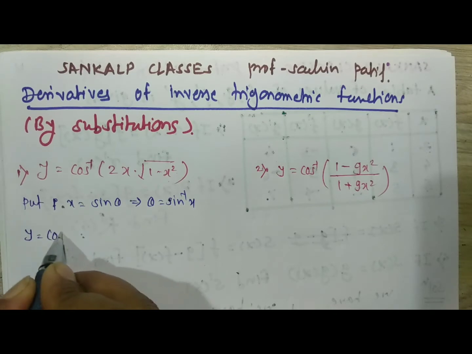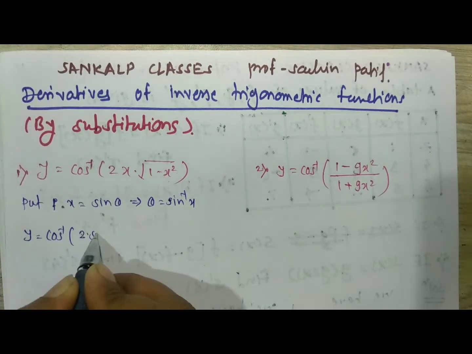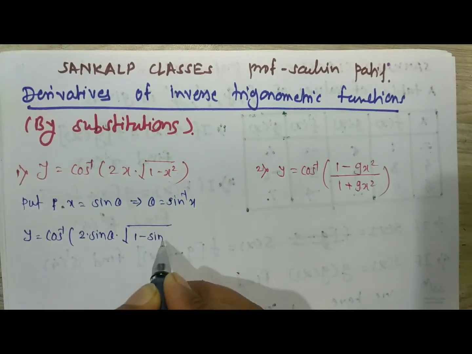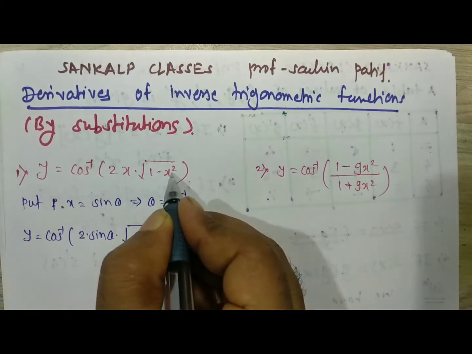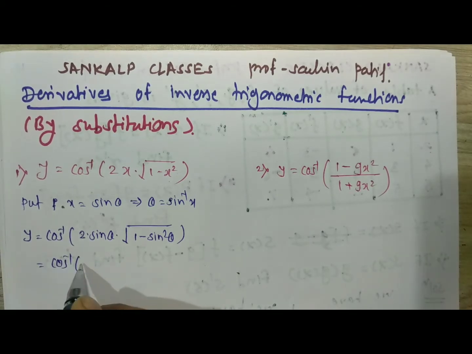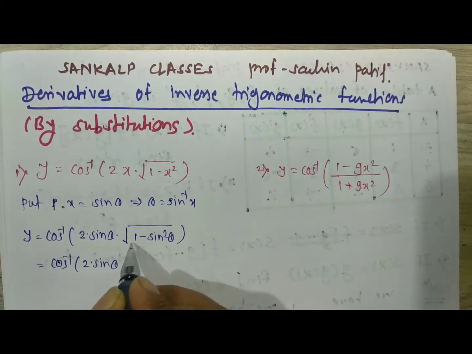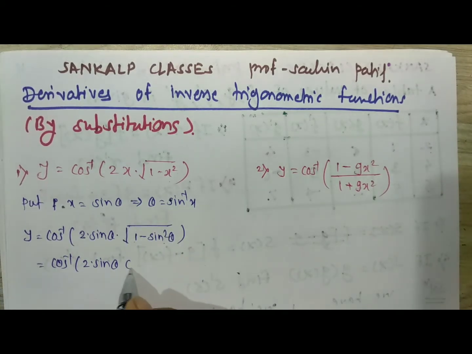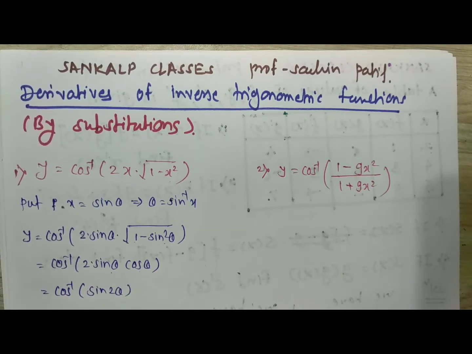Y is equal to cos inverse inside the bracket 2 into sine theta into square root of 1 minus sine square theta, because x is equal to sine theta and therefore x square is sine square theta. Here 1 minus sine square theta is nothing but cos square theta, and square root of cos square theta is cos theta, and 2 into sine theta into cos theta is the double angle formula, which is cos inverse sine 2 theta.